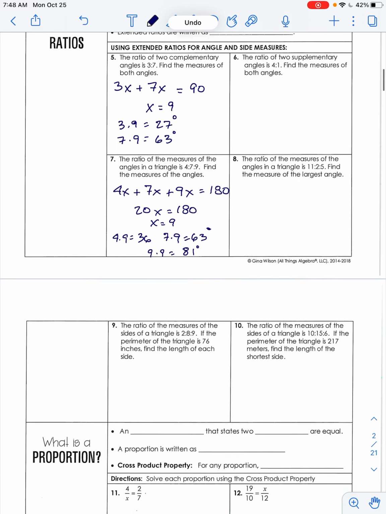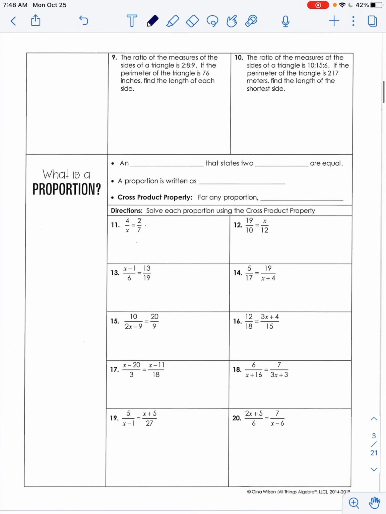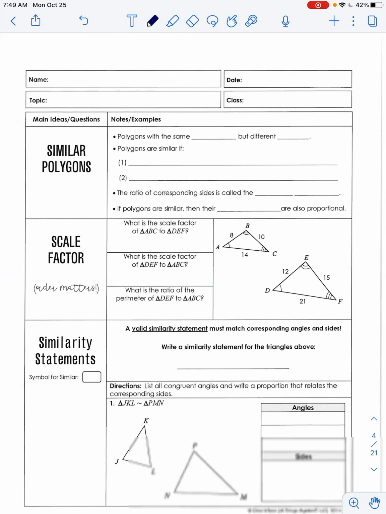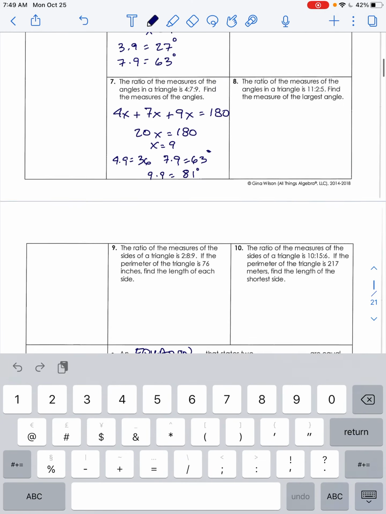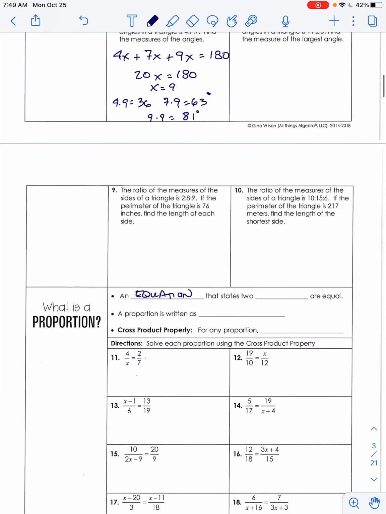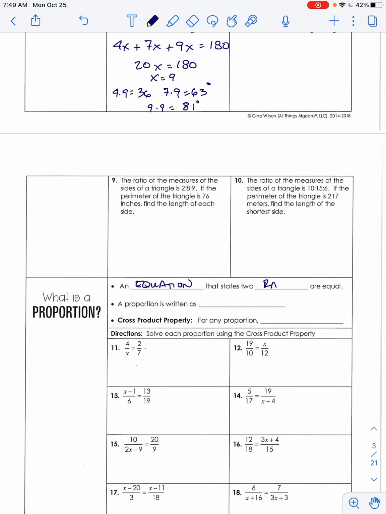All right, let's go down here then. What is a proportion? I think you've been through this before, but let's make sure that we remember. A proportion is an equation, has an equal sign in between them, that states two ratios are equal. A proportion is written like this, right? A to B equals C to D.